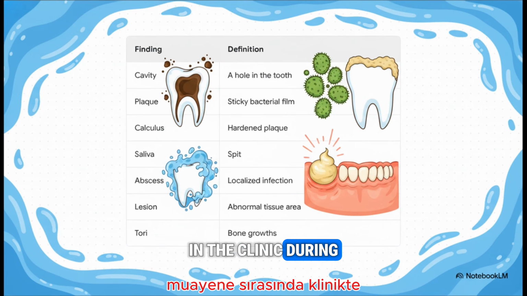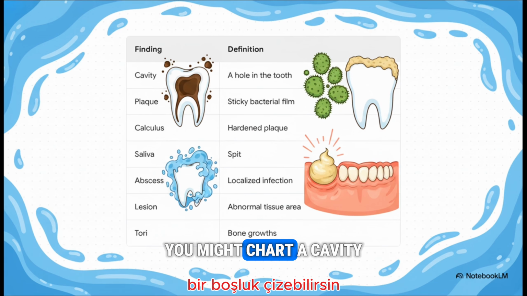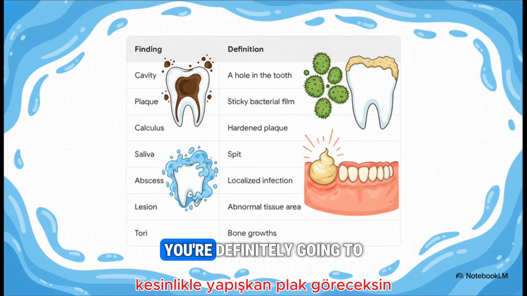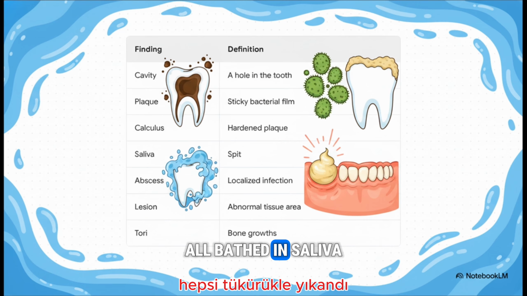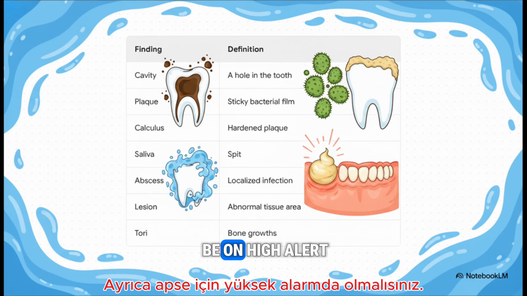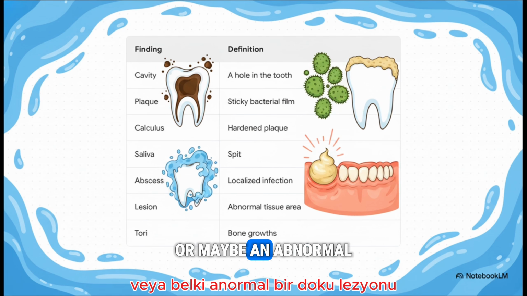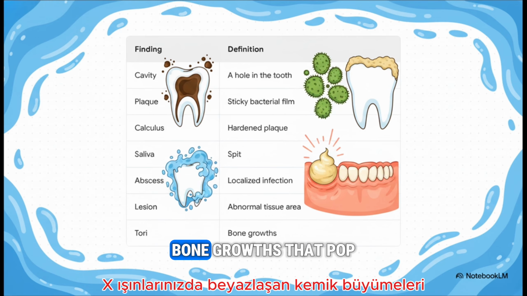In the clinic, during an exam, you're constantly searching for specific findings, right? You might chart a cavity, which scientifically we call dental caries or decay. You're definitely going to spot sticky plaque and hardened calculus or tartar, all bathed in saliva. You've also got to be on high alert for an abscess, which tells you there's a localized infection, or maybe an abnormal tissue lesion. Oh, and don't forget tori. Those are natural bone growths that pop up white on your x-rays.